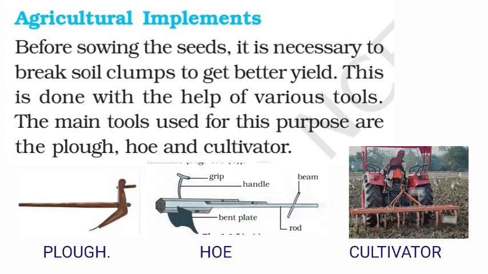Here, let us see the three types of tools mentioned in this paragraph. Here, picture one is the plow, the second one is the hoe, and the third one is the cultivator. You can learn about these three tools in the coming part of this video.